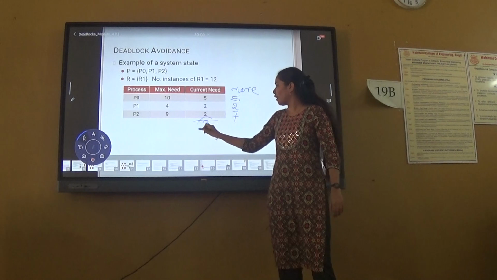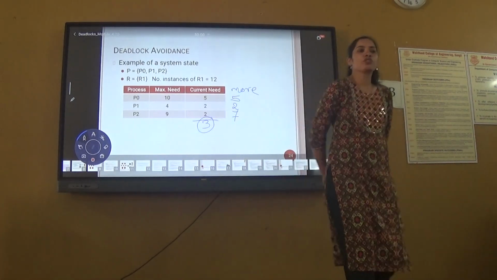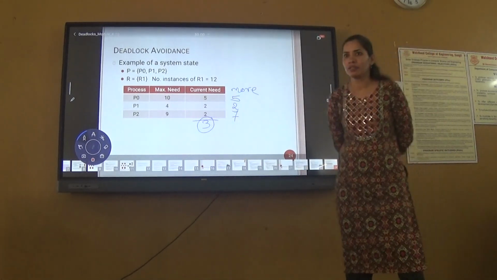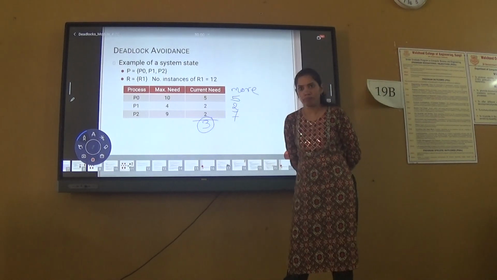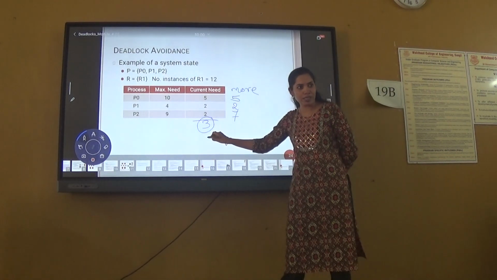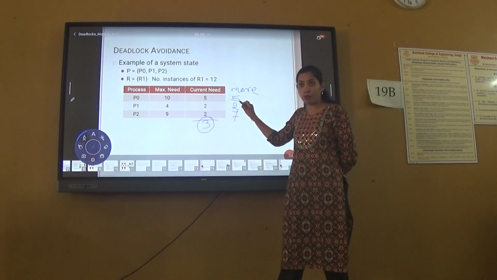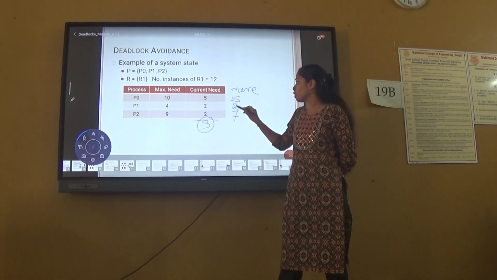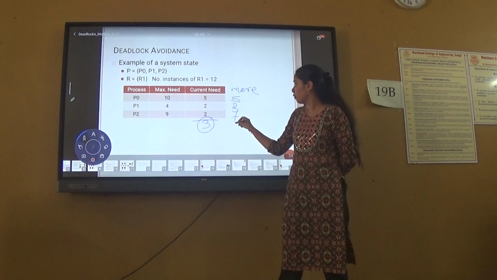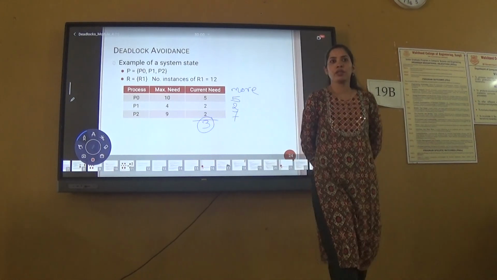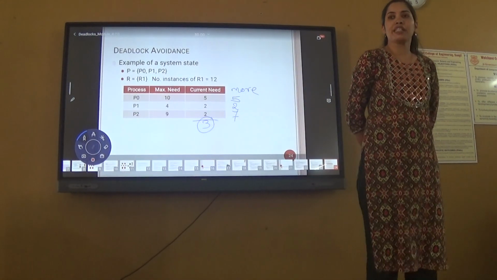Now this is what is available. Which one will complete its execution first? Whether P0 can complete? I have 3 resources left. P0 wants 5 more resources. P1 wants 2 more resources. P2 wants 7 more resources. So which particular process can complete its execution?